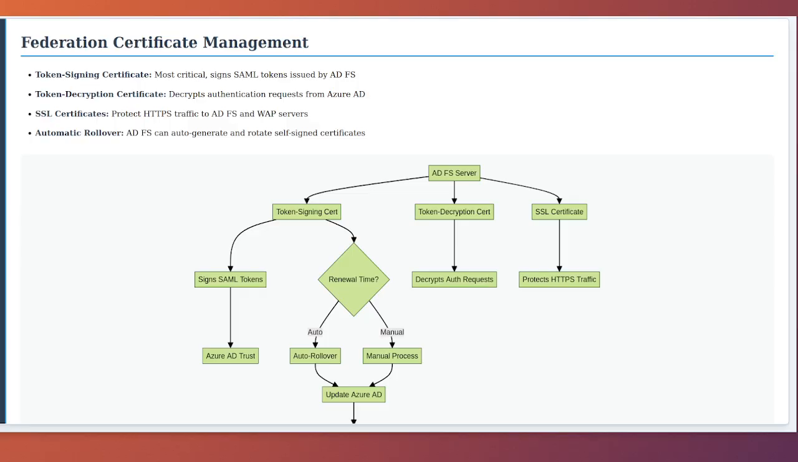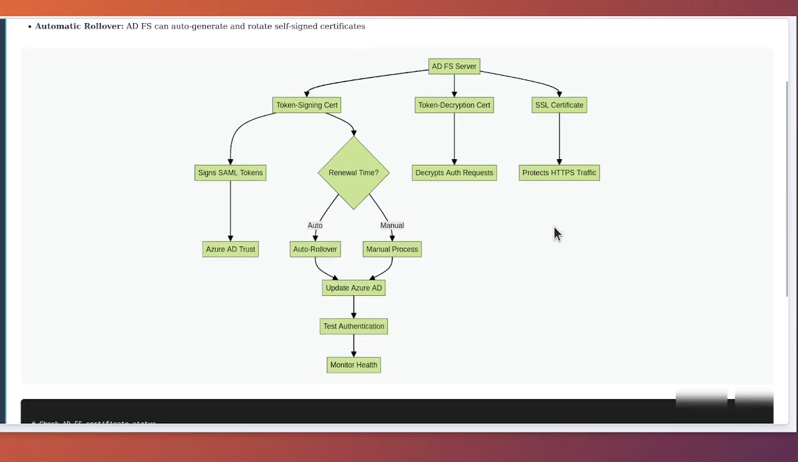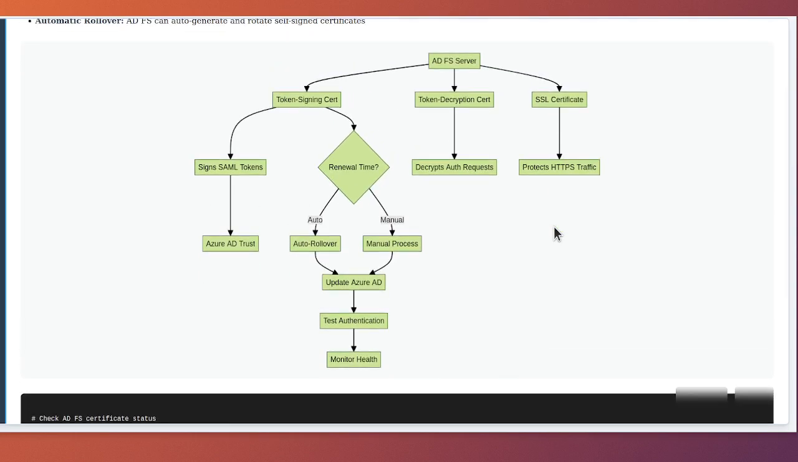Organizations using Federation with Active Directory Federation Services must manage several types of certificates that are critical for secure authentication and trust relationships. Certificate management is one of the most common sources of authentication failures in federated environments, as expired or misconfigured certificates break the trust chain between on-premises federation infrastructure and Azure Active Directory. Understanding certificate types, renewal procedures, and monitoring approaches prevents authentication outages caused by certificate issues.